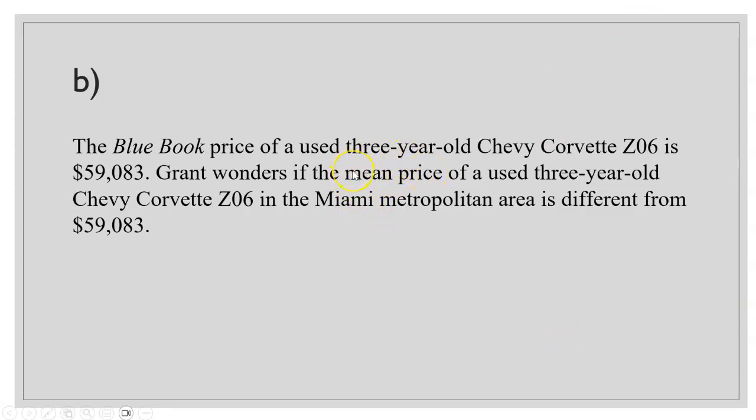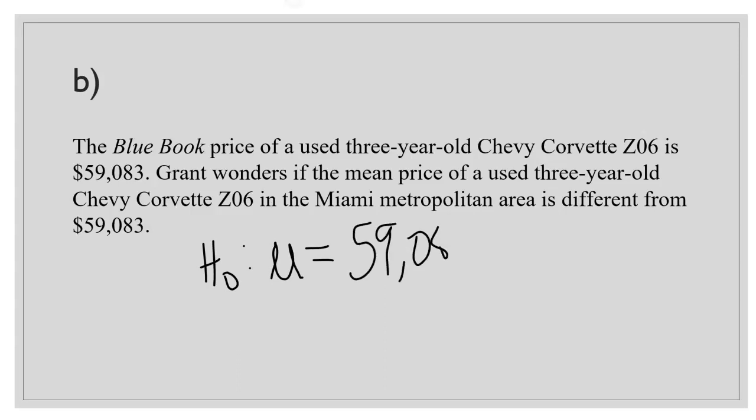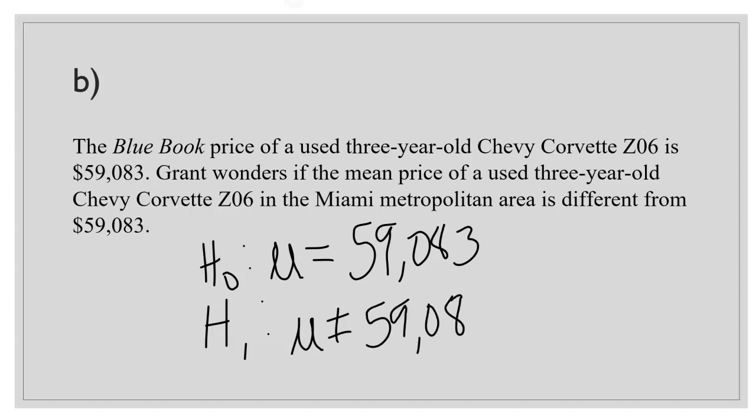If the mean price. So for our null hypothesis H naught, it's going to be the fact that the population mean is equal to 59,083. That's the statement of no change. And then our alternative hypothesis would be that the population mean is not equal to 59,083. All right. Now it says that if the mean price of a used Corvette in the Miami metropolitan area is different from 59,000. So different from means that it's not equal to 59,083.